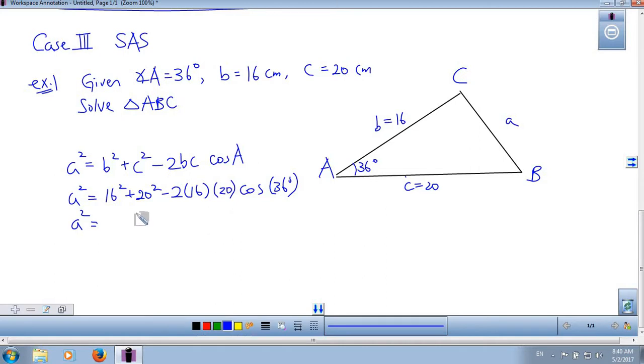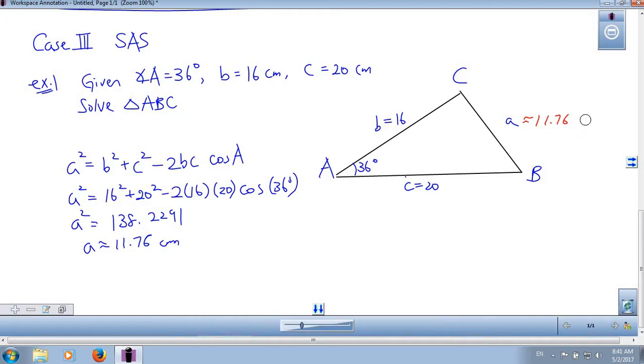So let's do that. So here what I got is 138.2291, about 2291 for a squared. So if I go and square root that, a will be approximately 11.776 centimeters. Okay, so a is approximately 11.76 centimeters.